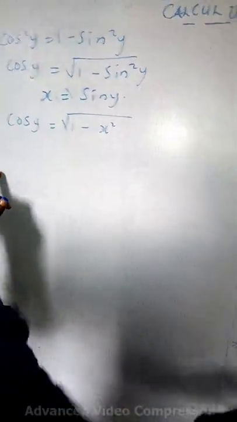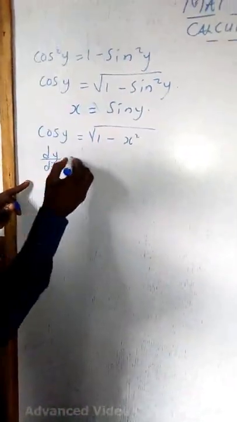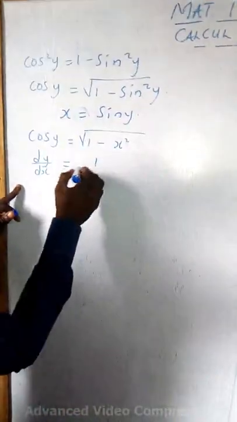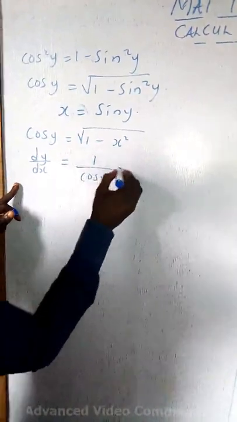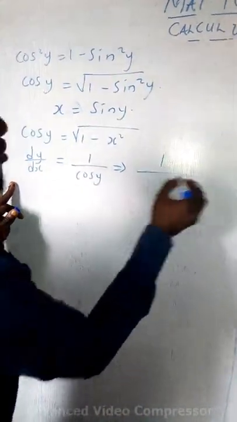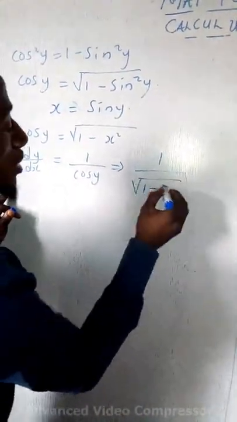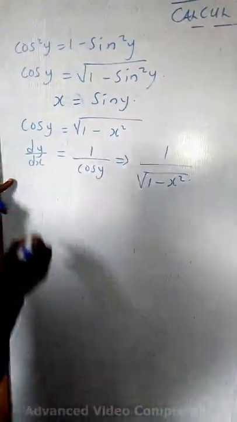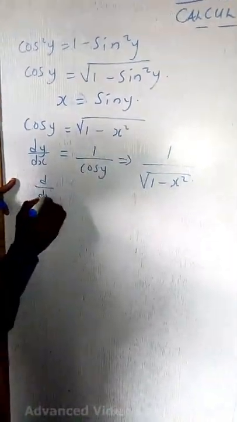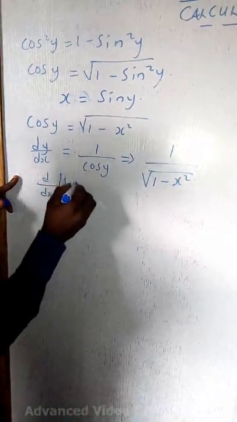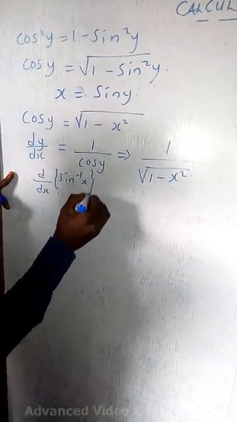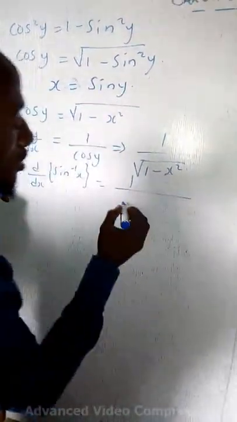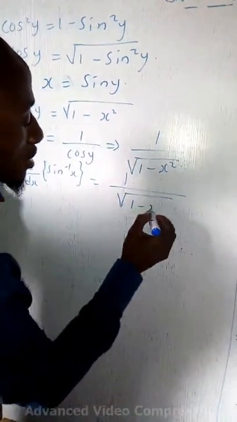Then going back to the equation we were given, dy/dx is equal to 1 over cos y, and that is also equal to 1 over the square root of 1 minus x squared. It means that the derivative of the inverse of sine x is 1 over the square root of 1 minus x squared.